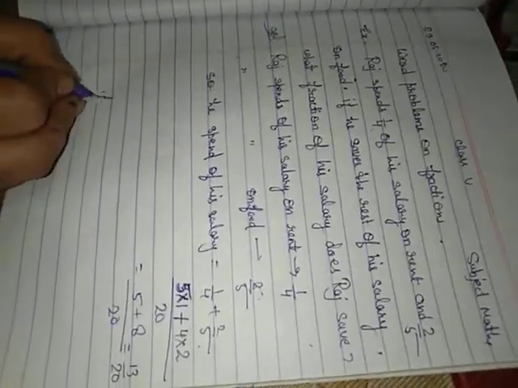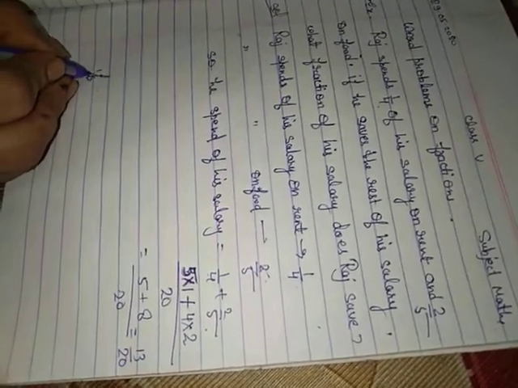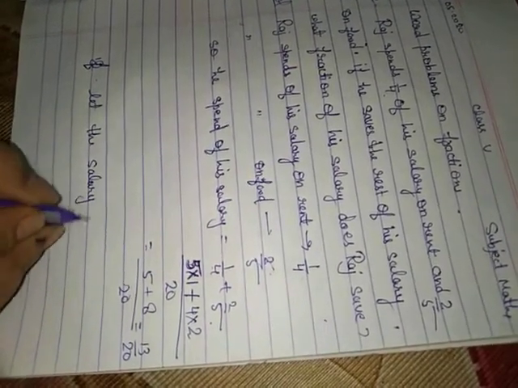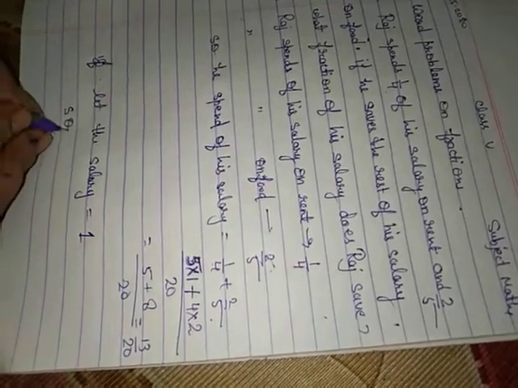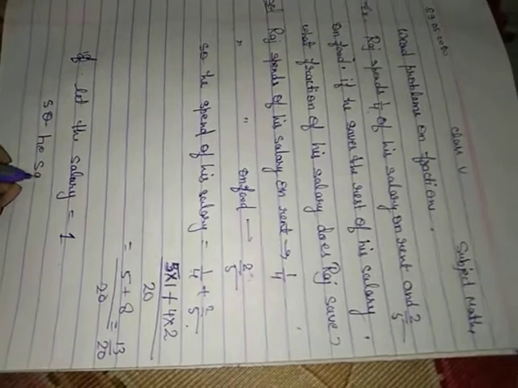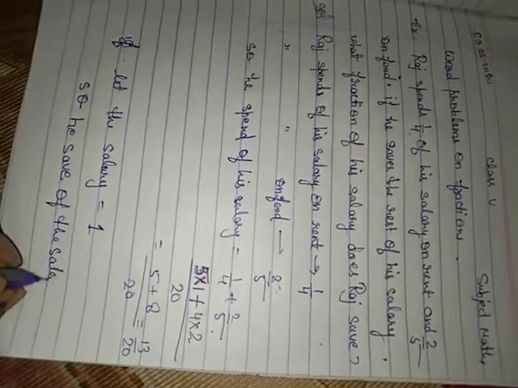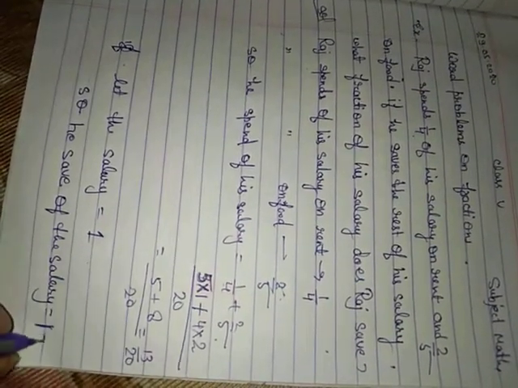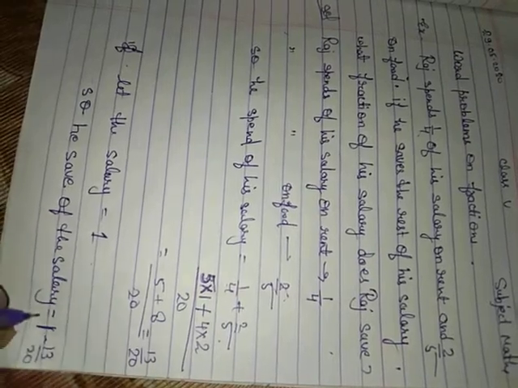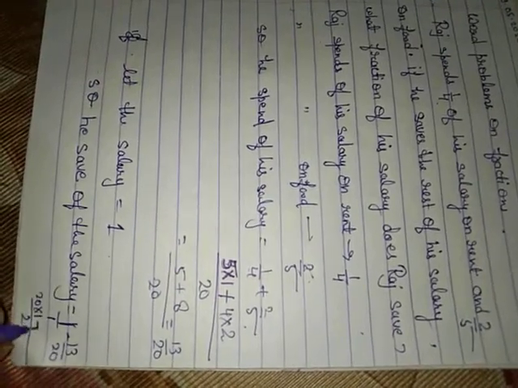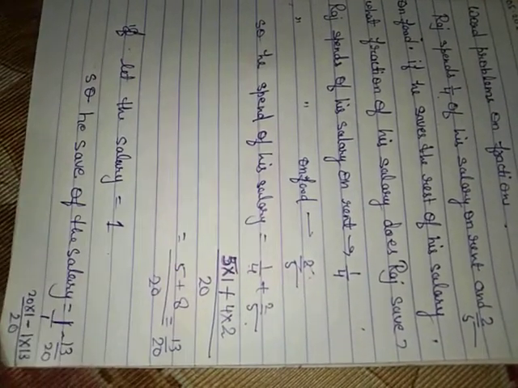Now let the salary be equal to 1, so he saves of the salary is equal to 1 minus 13/20. So 1 is 20/20, 20 minus 13 is 7, so 7/20 is the answer. I hope you have cleared this.